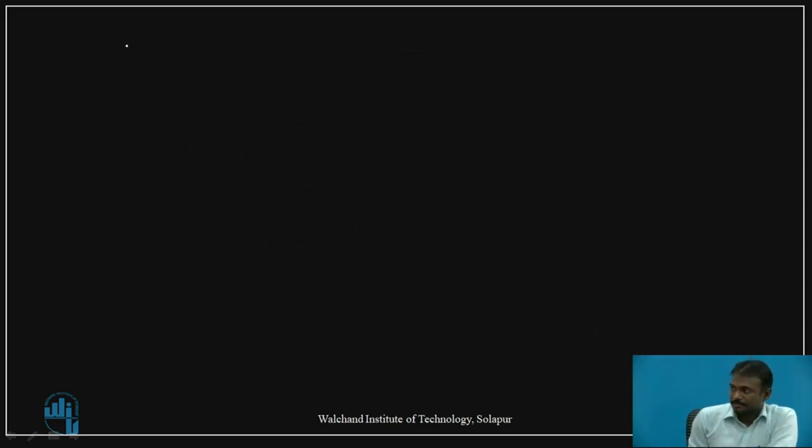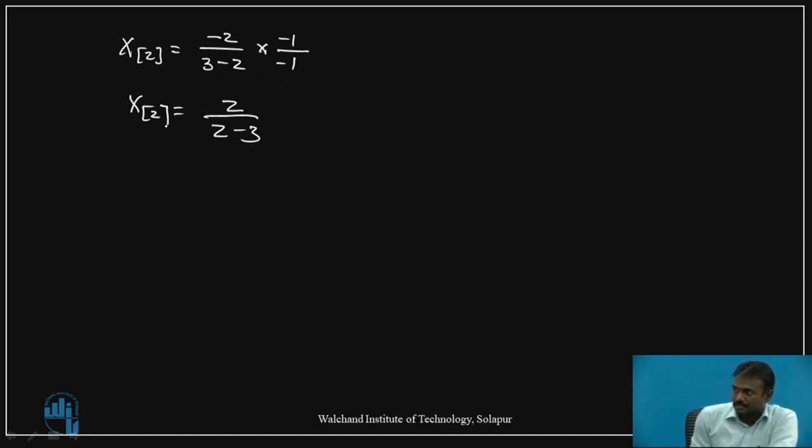Further, this will be simplified as minus z divided by 3 minus z. We multiply numerator and denominator by minus 1 here. So this will be written as z divided by z minus 3. So this will be the X(z) for the given discrete time signal, where ROC is mod z less than mod 3.